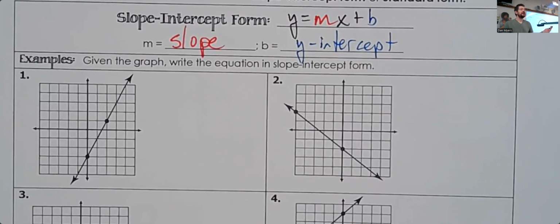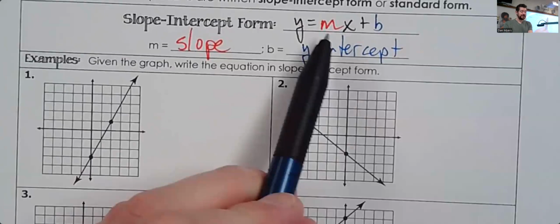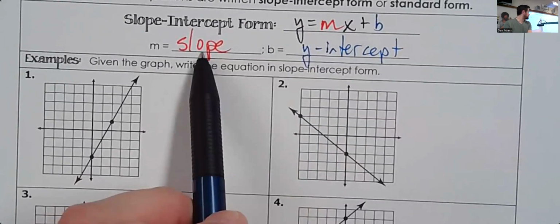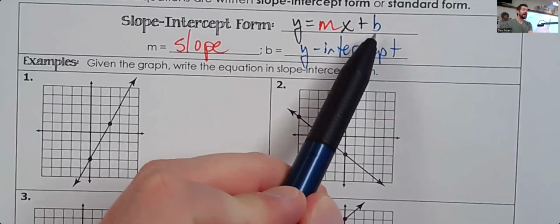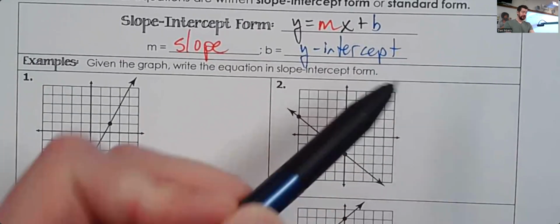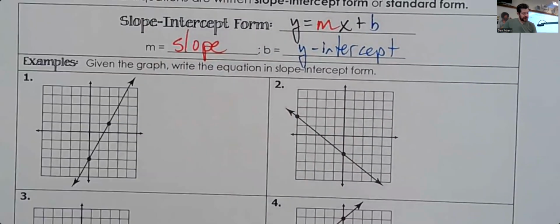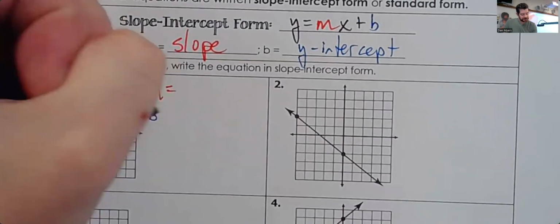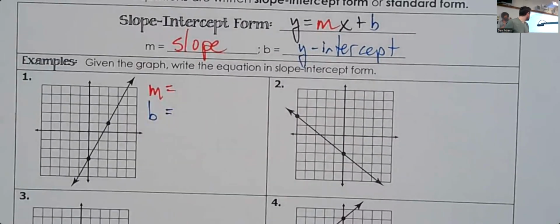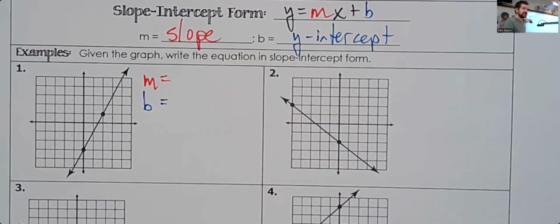So the only thing that you need to do with slope-intercept form is you're going to replace m with the number for the slope, which we did yesterday, and then you're going to replace b with the number for the y-intercept, which is actually really easy to see when you're looking at a graph. So here we go. I'm going to start with m equals here, and then I'm going to write b equals here, and then we're going to write the answer to y equals mx plus b underneath it once we have m and b. So I want you to find the slope of this line just like we did yesterday.